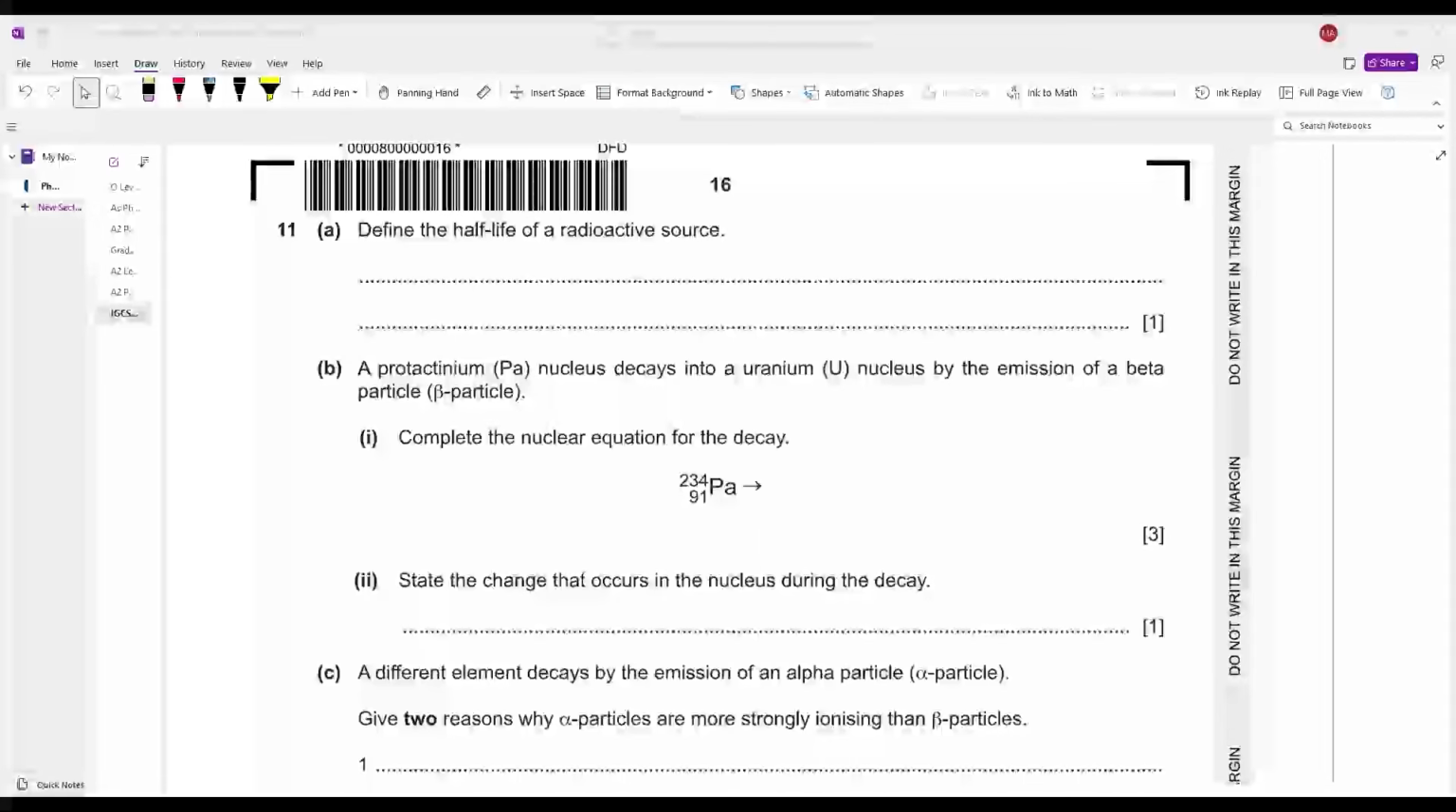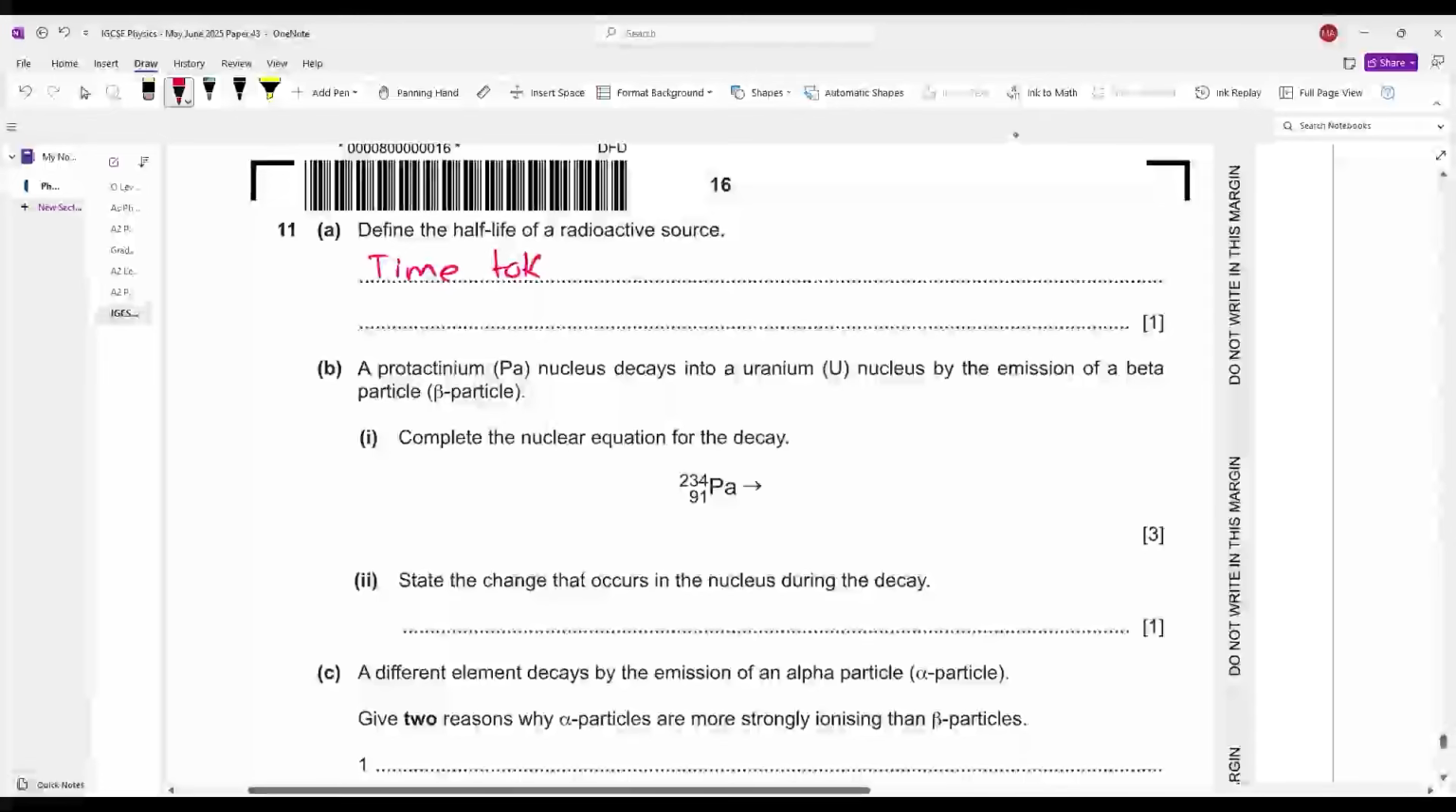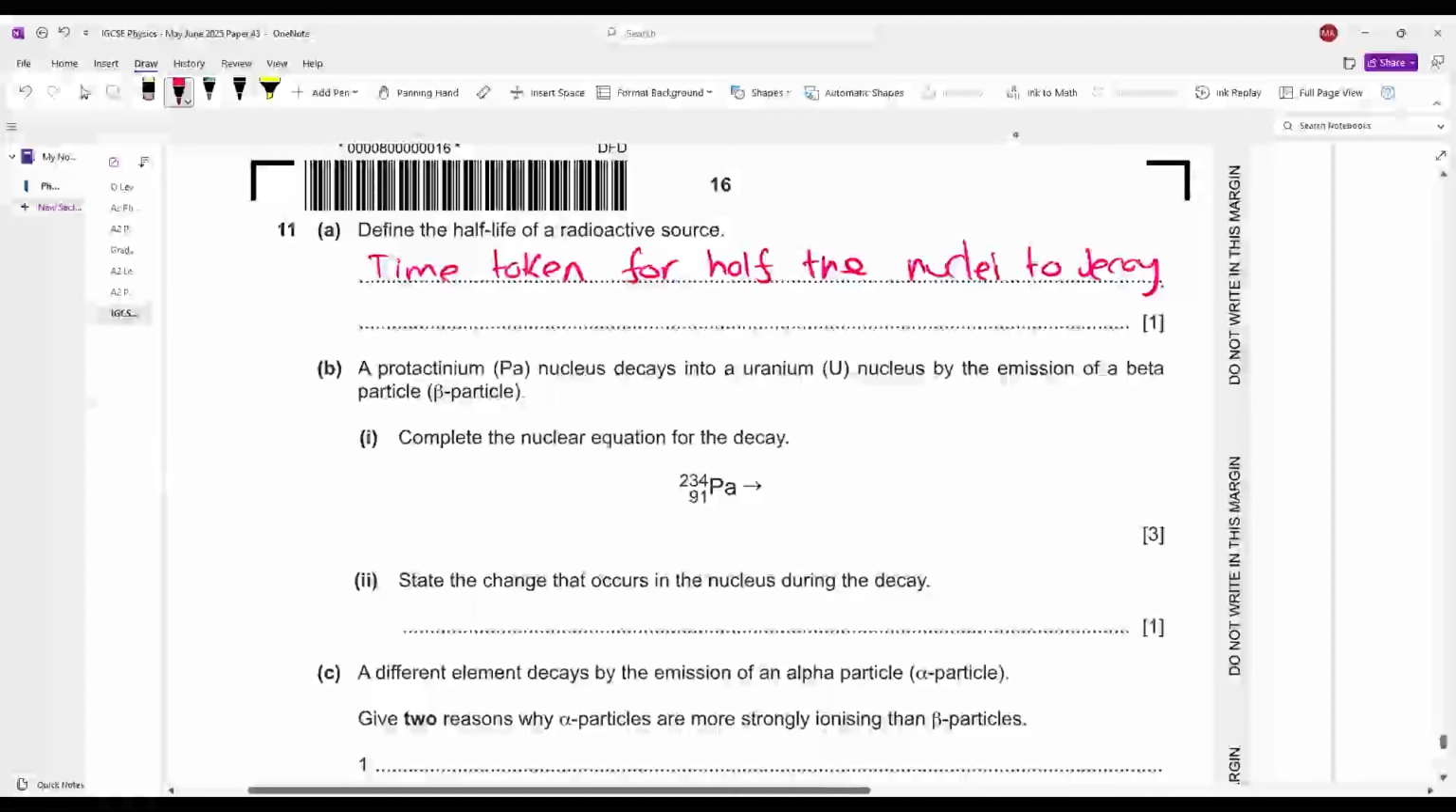Time taken for half the nuclei to decay. Easy. Let's further move ahead.